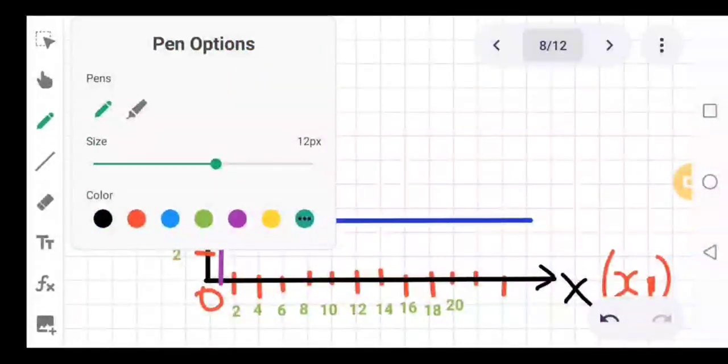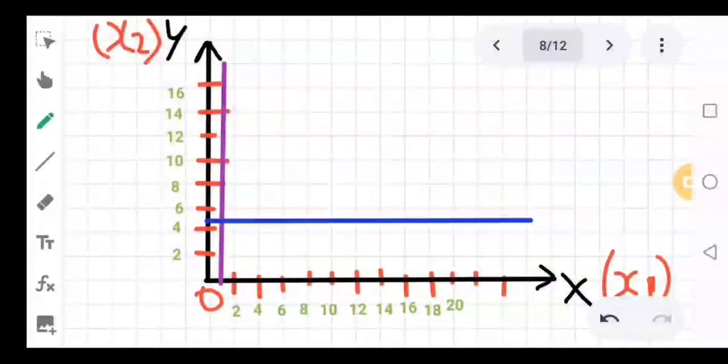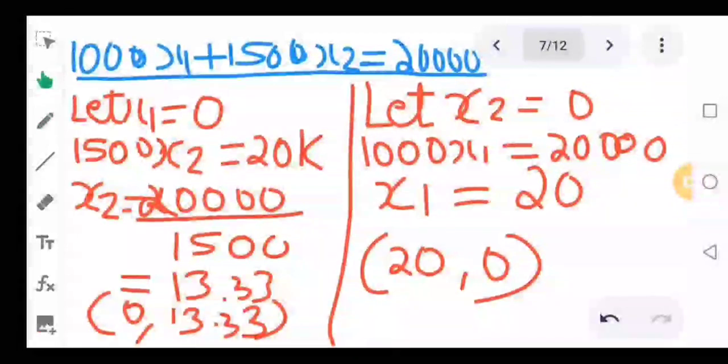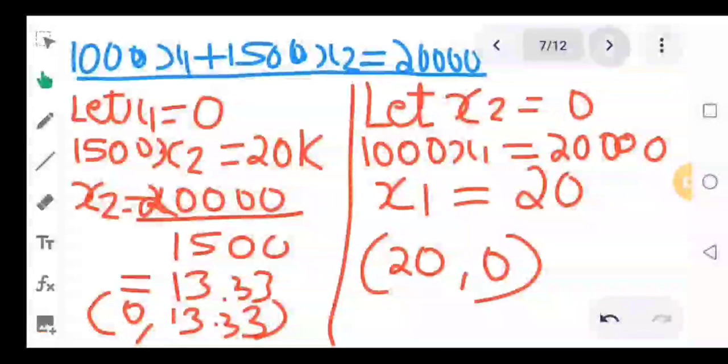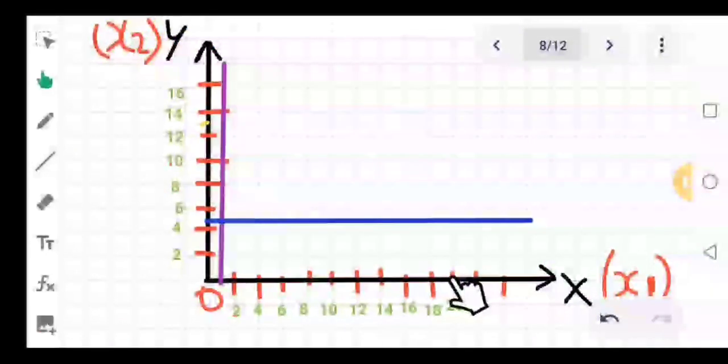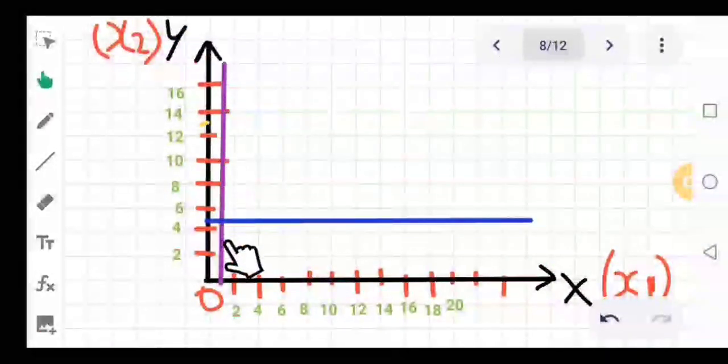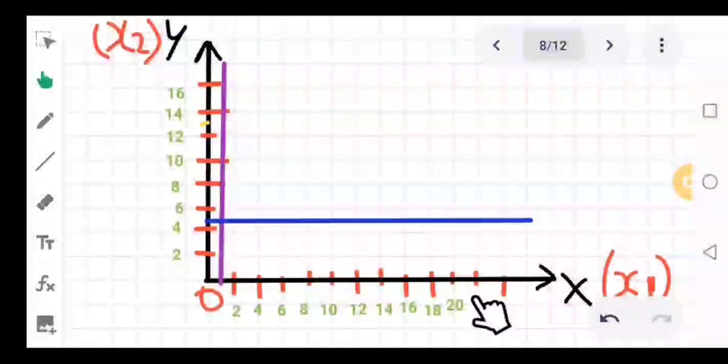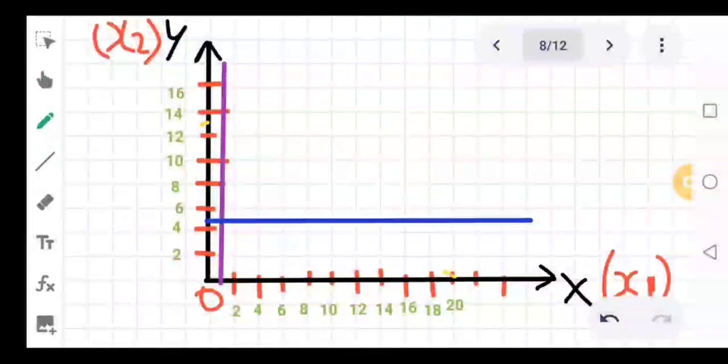For this one, let us take yellow color. Roughly I am marking it. This is the point. Now the other point is 20, 0. 20 on your x-axis, 0 on the y-axis. So 20 on the x-axis, that is here, 0 on the y-axis. This is y-axis, 0 on the y-axis is this. 20 on the x-axis, this is x-axis, 20 on the x-axis, this. So this will be your next point. So I'll mark here also.